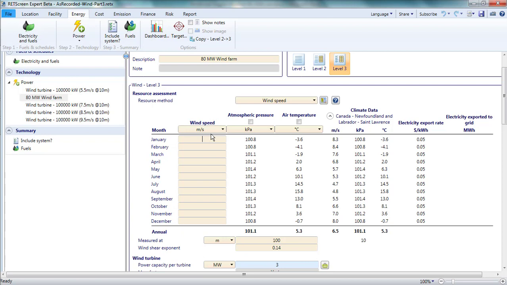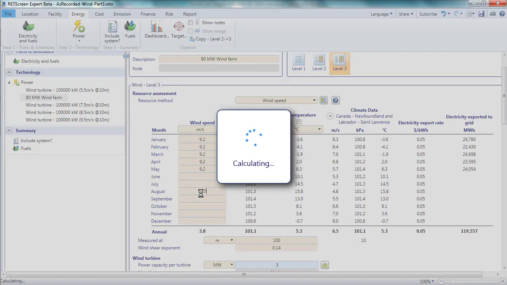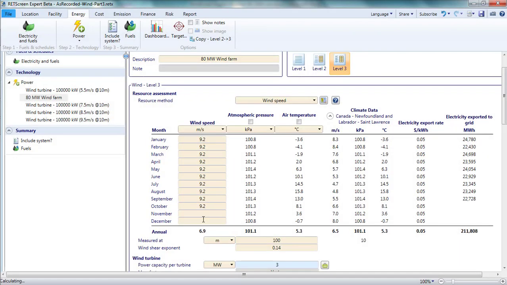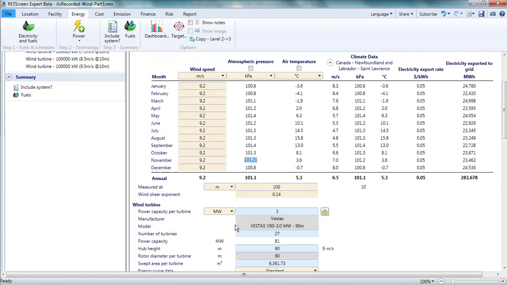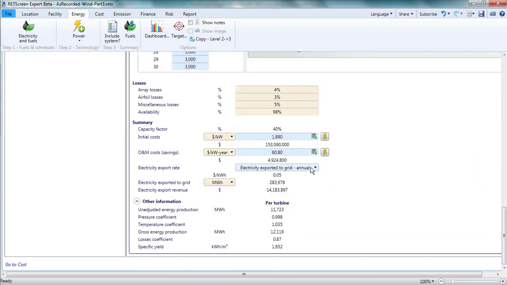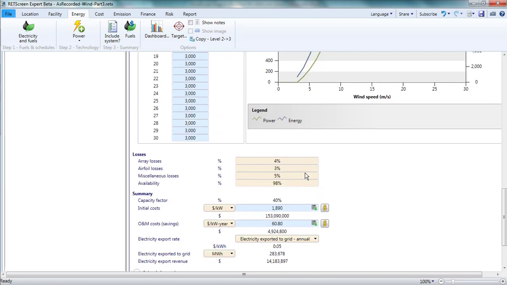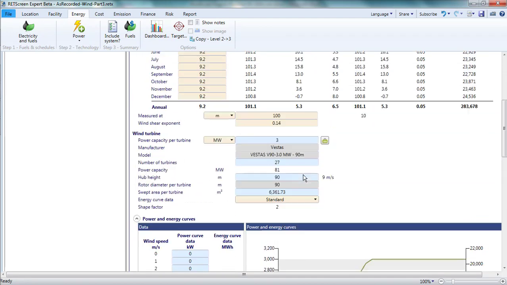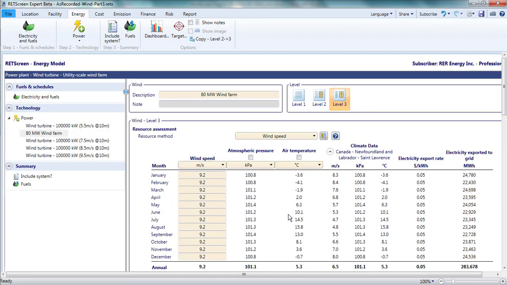First, let me try putting in the annual average wind speed of 9.15 meters per second at 100 meters for each of the months. If I select the annual electricity export rate, the only thing that is changing from month to month is atmospheric pressure and air temperature. Inadvertently, I find myself in the position of being able to see the impact of ignoring the month-to-month variation in these variables by toggling back and forth between the Level 2 and Level 3 analysis.